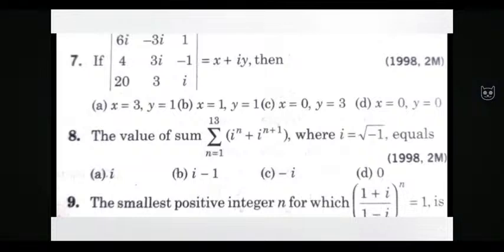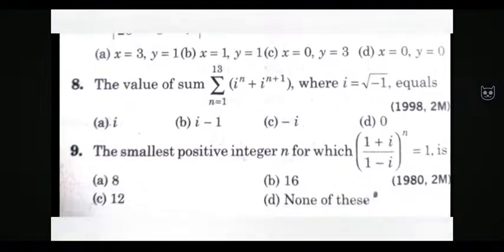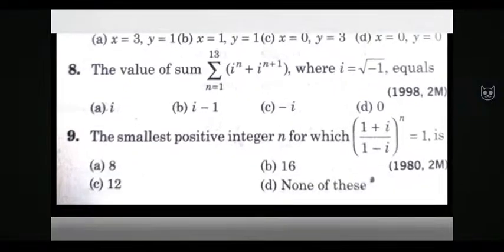And next question, the value of the sum, sigma n equals 1 to 13, of (i power n plus i power n plus 1), where i is equal to square root of minus 1, equals to. Find this value.